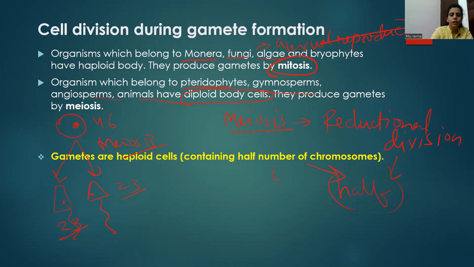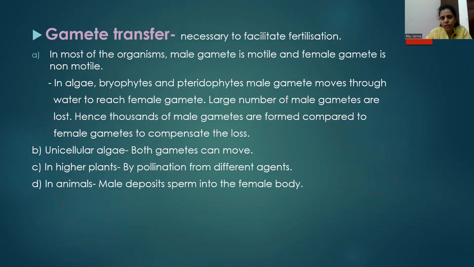The last topic under pre-fertilization events is gamete transfer, because we know that gametes are produced by two different living organisms, and these gametes are present far apart. So these gametes should come closer to each other in order to perform the process of fertilization. So how does this fertilization process occur, or what are the conditions necessary to facilitate it?